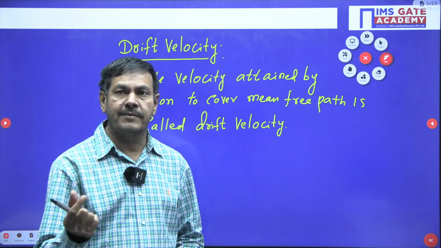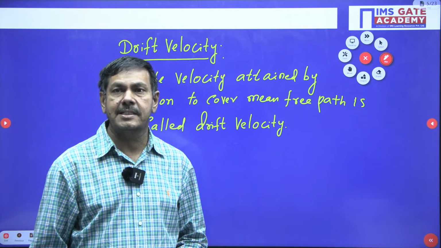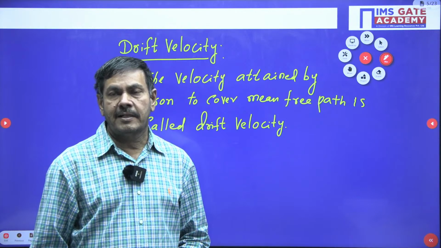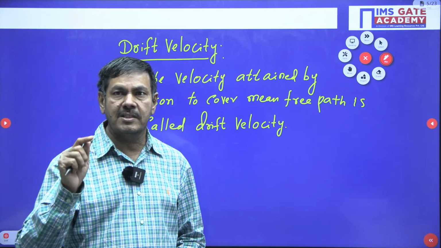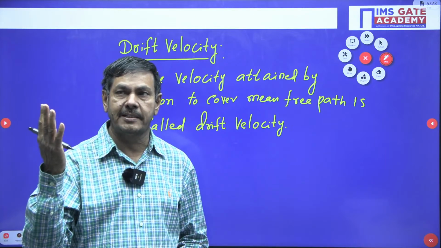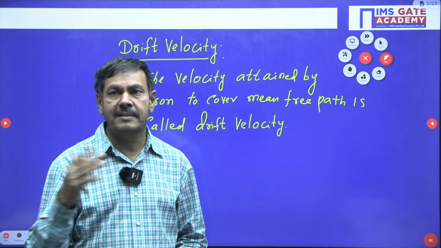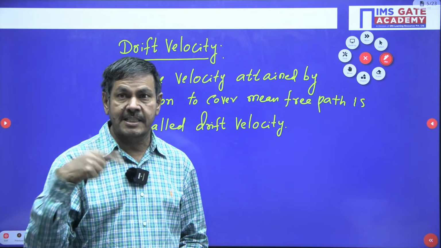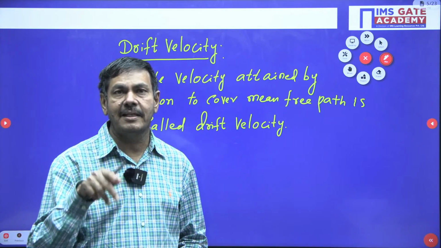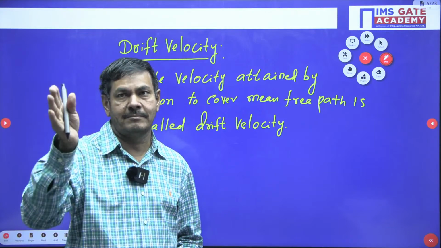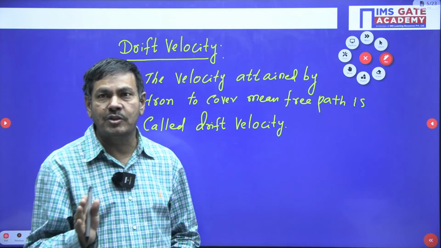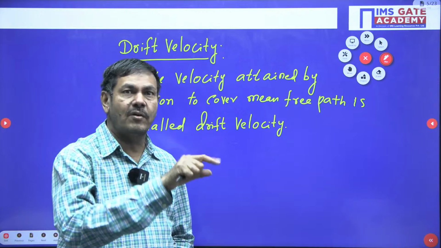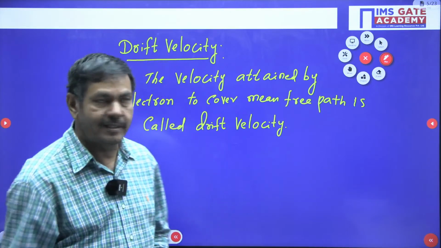Take a conductor, for example. Without connecting an external supply, you will not find any drift velocity. The electrons move freely inside the material, but that path is irregular, not in one particular direction. If the supply is connected to the conductor, all the electrons move in a uniform, regular fashion. At that time only, the velocity of these electrons is called the drift velocity. That point is very important.